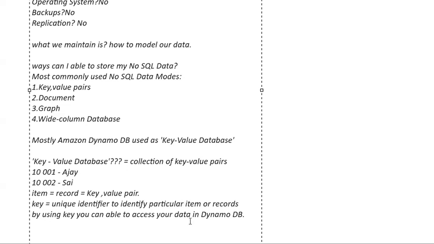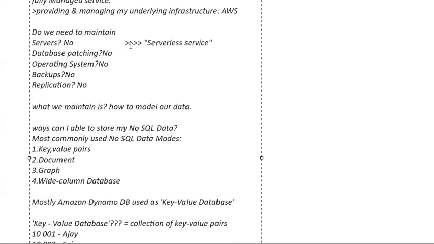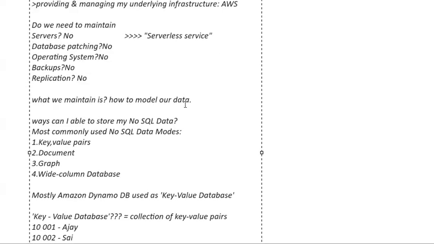What is your data? Data is nothing but items or records, and you can access them by using keys. So I hope you understood why we use DynamoDB: because it is a NoSQL database. Why do we call this a managed service? Because the underlying infrastructure is managed by AWS. Why do we call this serverless? Because we are not maintaining servers. And what do we need to maintain here? Our data models, how to model our data.